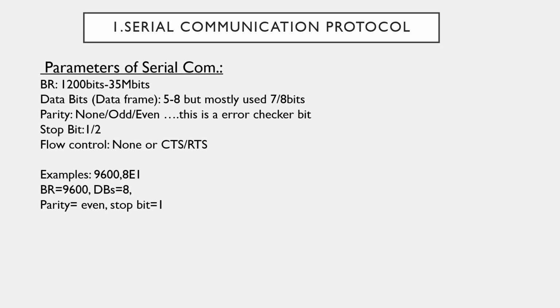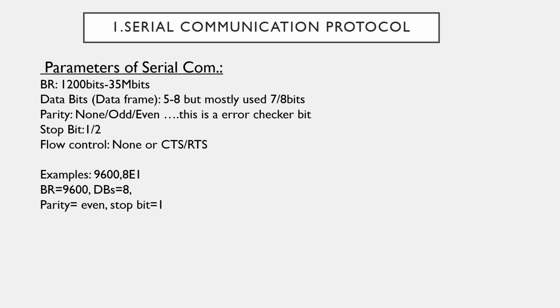There are some parameters that need to be set to communicate from one device to another. Those parameters determine how data or messages are sent from one device to another. The first one is baud rate, which is called the data rate. The data rate is mostly 1200 bits to 35 megabits per second, and data bits in a serial bus normally use 5 to 8 bits, but mostly 7 or 8 bits.